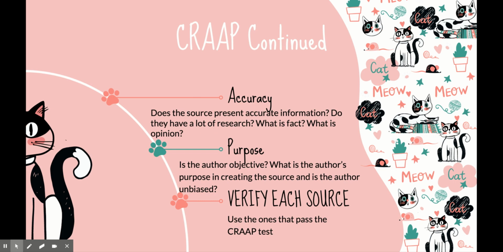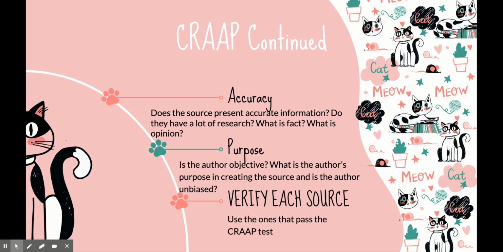What is the author's objective? What is the author's purpose in creating the source, and is the author unbiased? And I'll get into a little bit more about bias in a second here, but basically, are they trying to present information in a way that is proven through facts, and is proven through the research that they themselves have done, or do they have an agenda? Are they working for an organization that believes in certain things? Do they have personal beliefs that are coming into their argument? Knowing and realizing that is important. You need to verify each source using this CRAP test, okay, basically, and make sure that they pass the test.